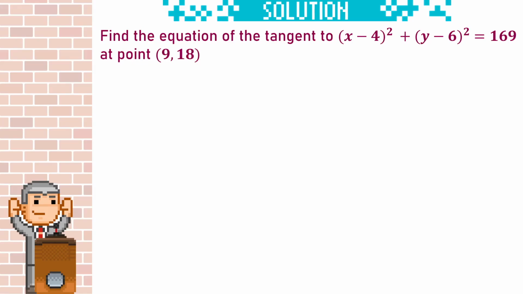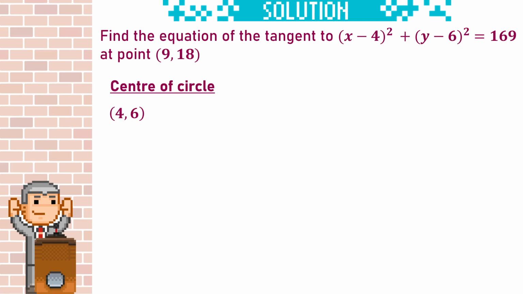In this question we're asked to find the equation of the tangent to (x minus 4) squared plus (y minus 6) squared equals 169 at point (9, 18). We're going to start by finding the centre of the circle, and we just basically do the opposite signs in the bracket. So minus 4 for the x will show it's at 4, and minus 6 on the y will show it's at the y coordinate 6.